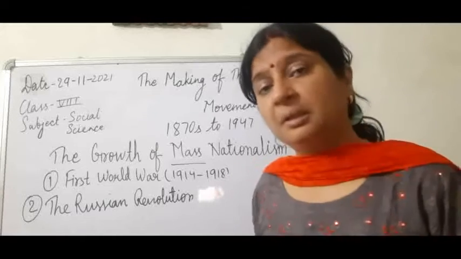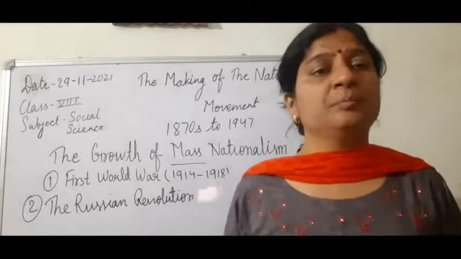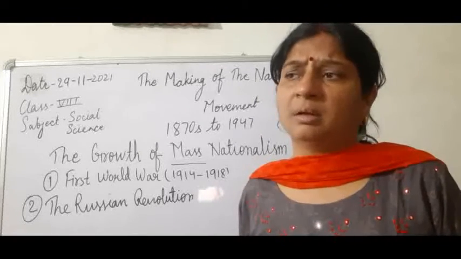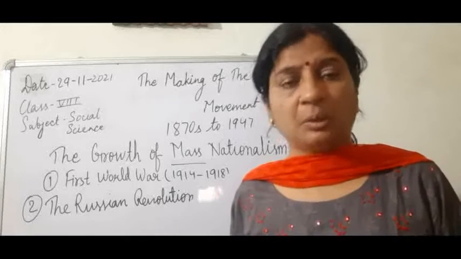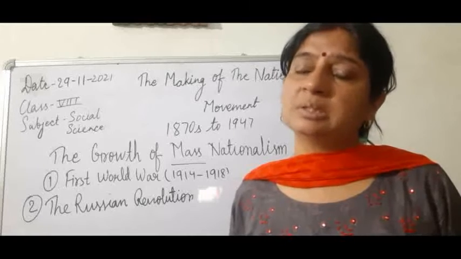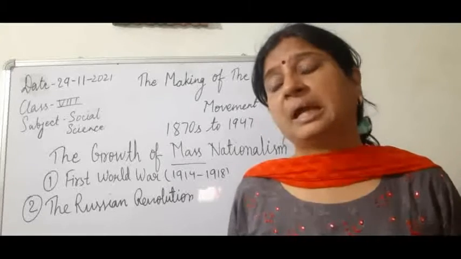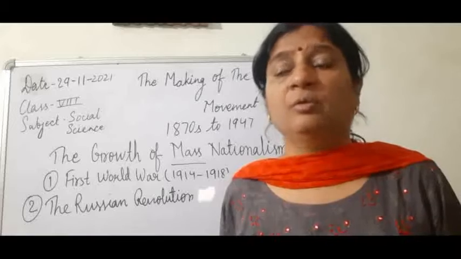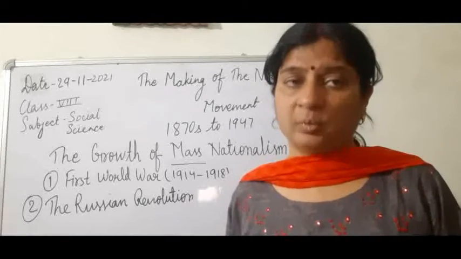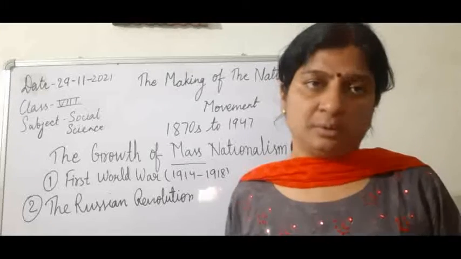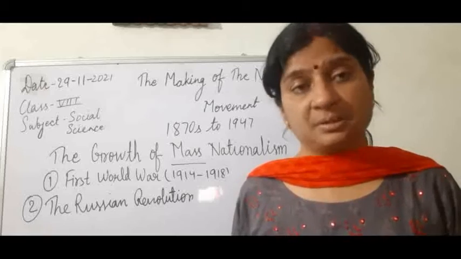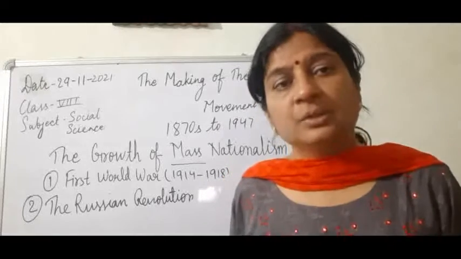So this was the Russian Revolution, which happened in 1917, and there was a very great impact of this revolution on the people all around the world, because this was the first time that the party which belonged to the workers and the peasants successfully removed an absolute monarchy and established its rule, which was based on the principle of equality.